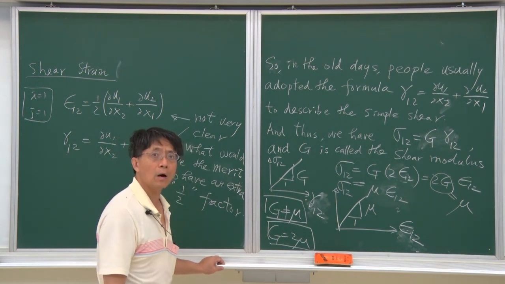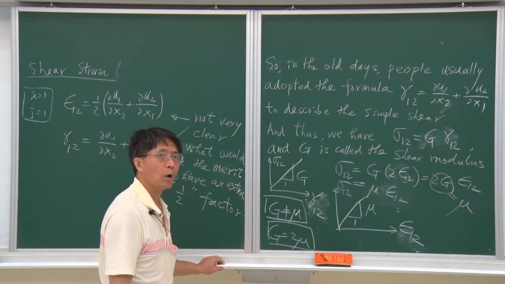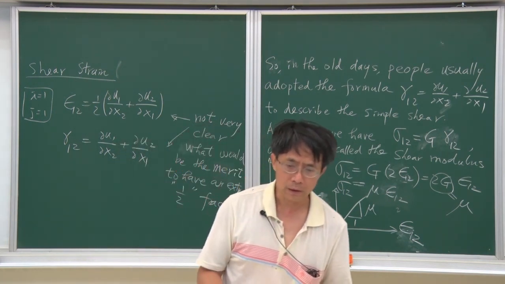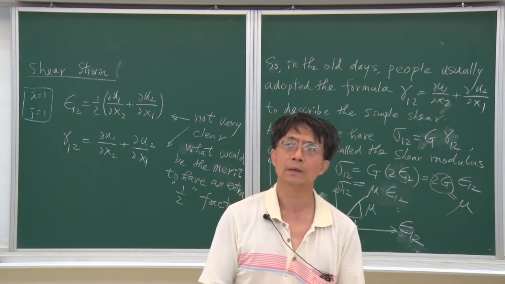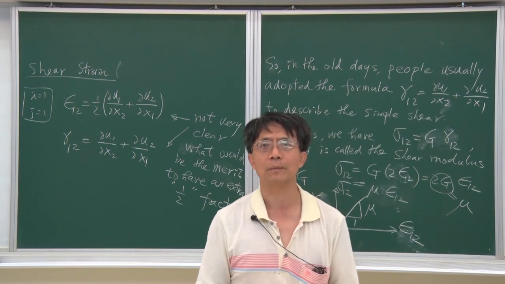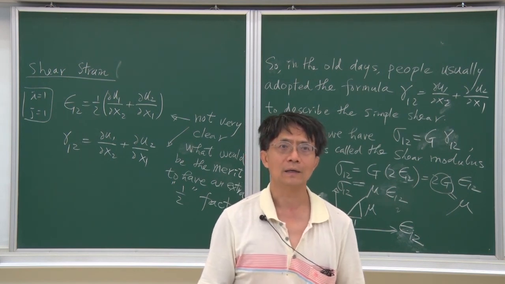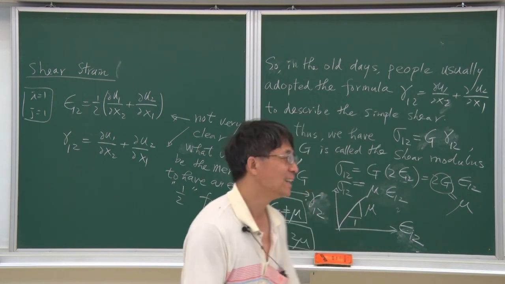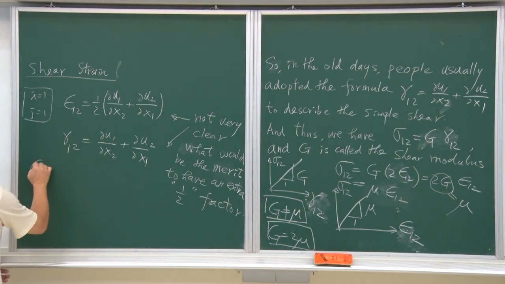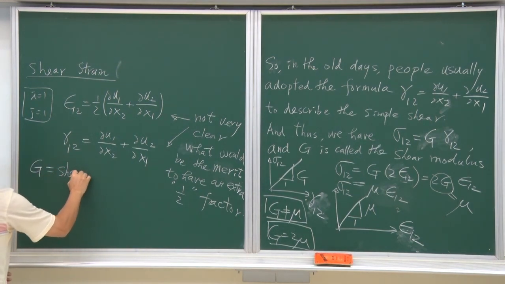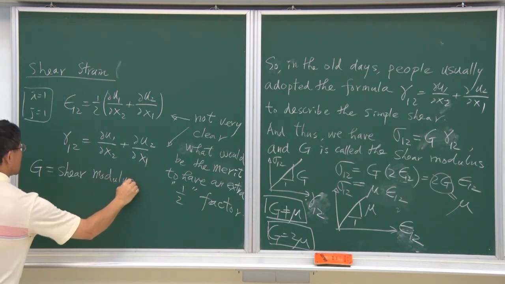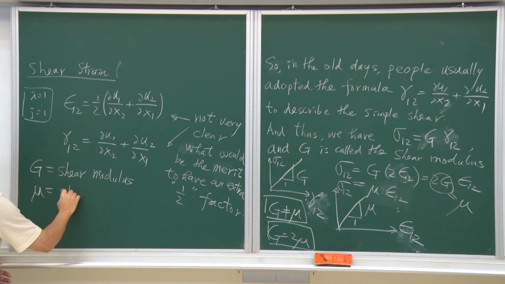So what will be the point here? The point here is, if you don't pay attention to this point, you don't quite understand the difference between shear moduli and shear constants. Okay, and you will have trouble. G equal to shear modulus. And mu equal to shear constant.